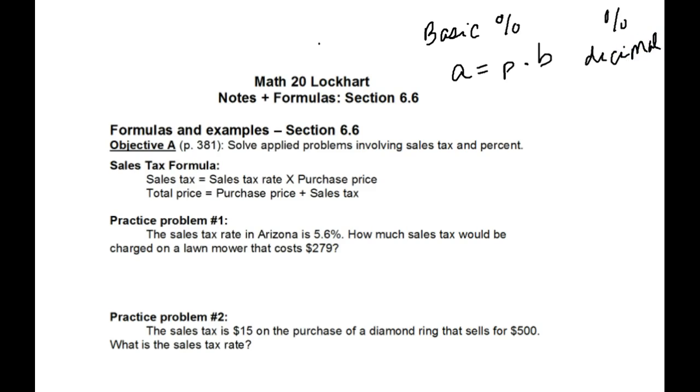Okay, so there on page 381, they give you a little formula. And it says the sales tax equals the sales tax rate times the purchase price. And then, of course, for the total price, you add that sales tax on to the purchase price. So here's our first problem. The sales tax rate in Arizona is 5.6%. How much sales tax would be charged on a lawnmower that costs $279?